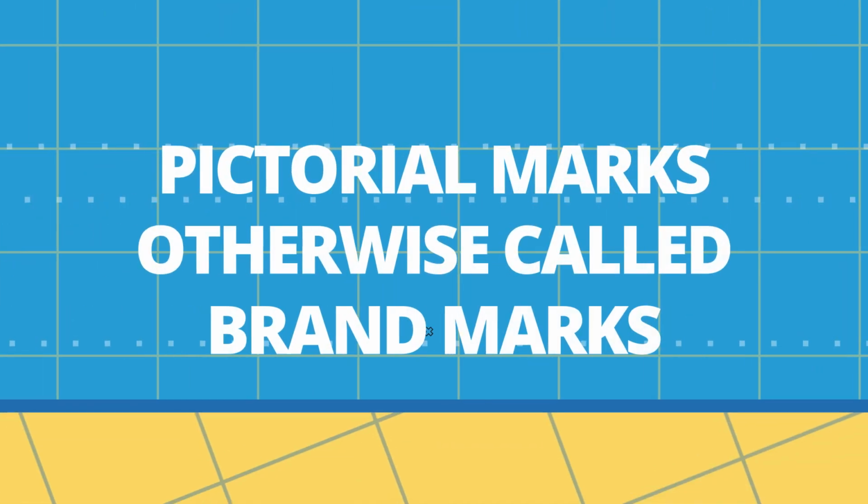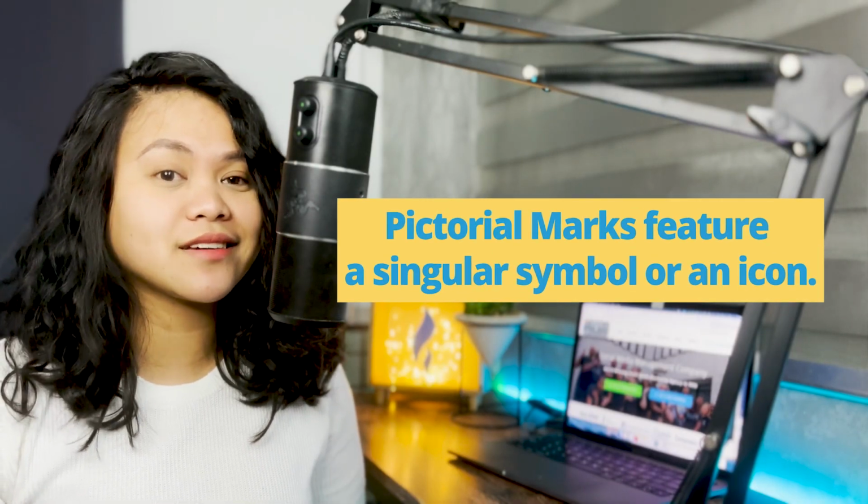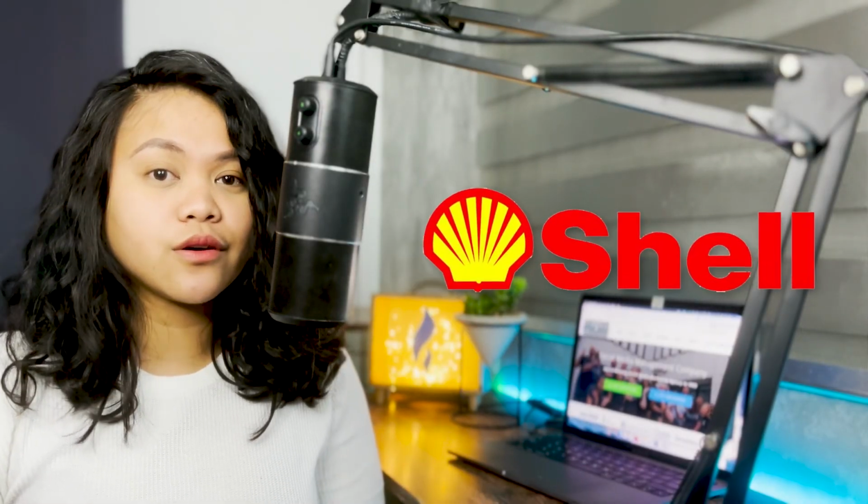Next, we have pictorial marks, otherwise called brand marks. Pictorial marks feature a single symbol or an icon. Forgoing typography completely, it relies heavily on the visual impact and initial impression of its single symbol. Popular samples of this logo style are Apple, Nike, and Dropbox. This type of logo design works best when you use a symbol that is associated with your brand name. For example, Shell's logo is a shell, and Twitter's logo is a bird.